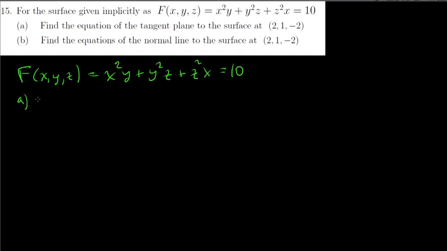All right, moving on to number 15, for the surface given implicitly as the equation x squared y plus y squared z plus z squared x equals 10. And I have no idea what surface that is. It doesn't matter. It's some surface in space. So part A, find the equation of the tangent plane, sorry, I'm thinking Calc 1. Tangent plane is Calc 3. At the point 2, 1, negative 2.